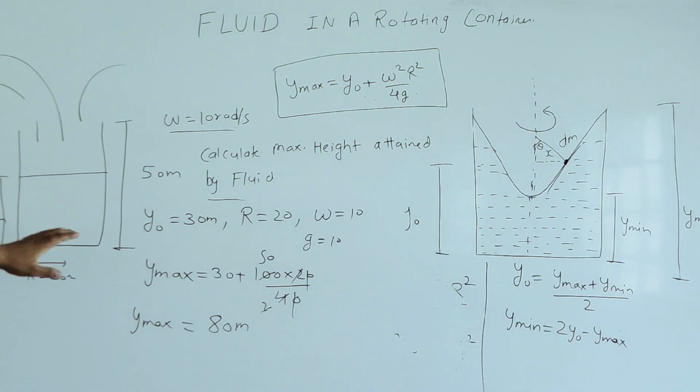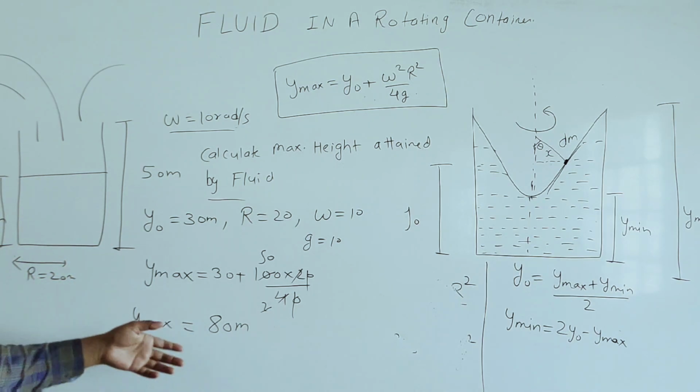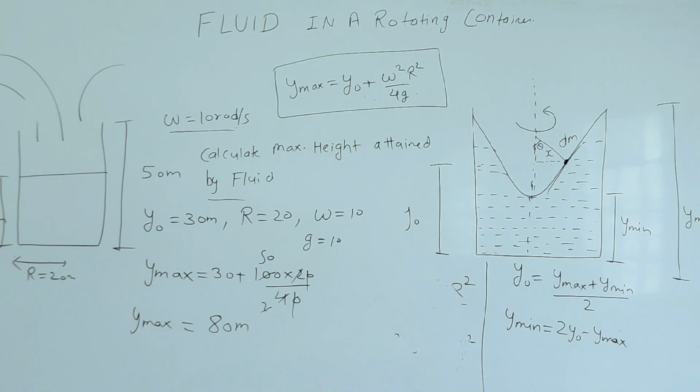In this way this question can be dealt with, because the water height is 30 meter, and the water can achieve 80 meter. That means it will spill out from the container. So in this way we can solve this problem. This is about this concept. Thank you for watching.